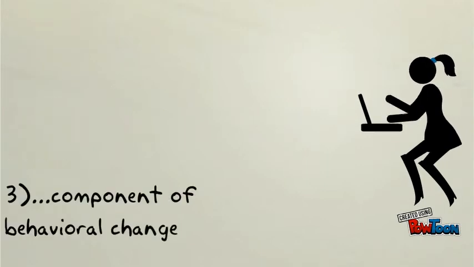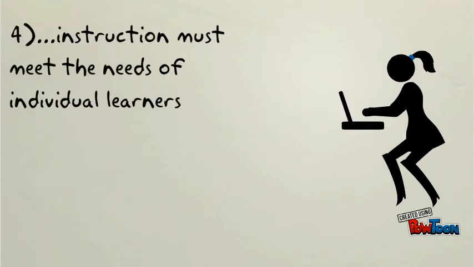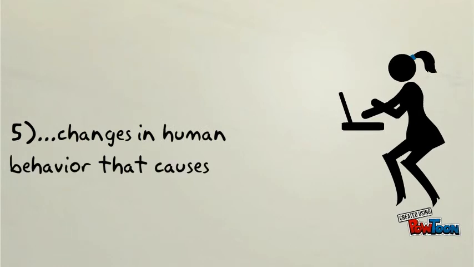Both have a component of behavioral change. Both claim that instruction must meet the needs of individual learners. And both look at observable changes in human behavior that causes learning.